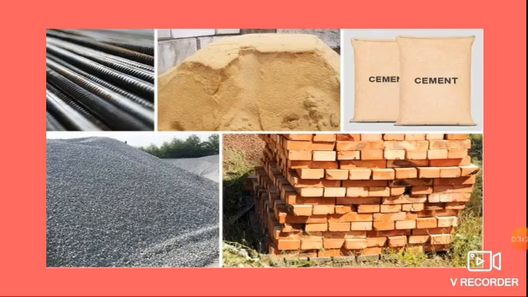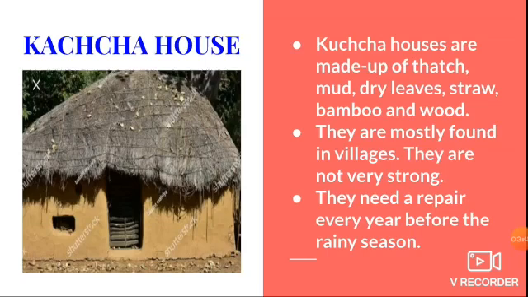As you can see, there is a picture of the materials used in the house. These are iron rods, sand, cement, concrete, and bricks. These are the materials used in making the pakka house. Now we will study the different kinds of houses which are made with different materials. The first one is the kacha house.